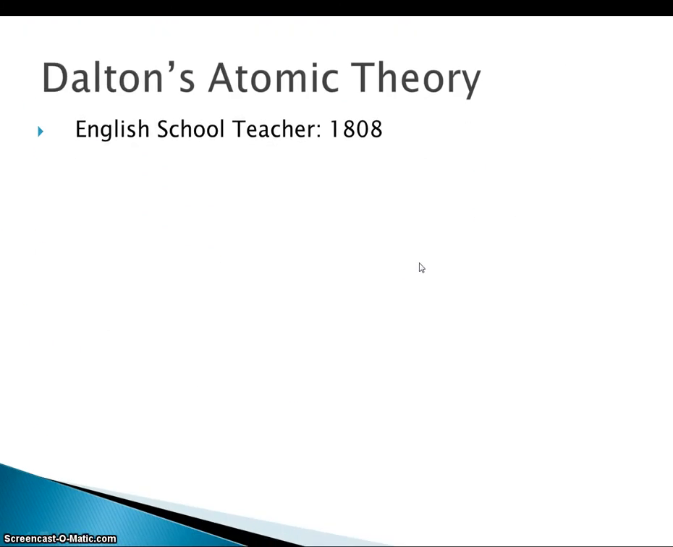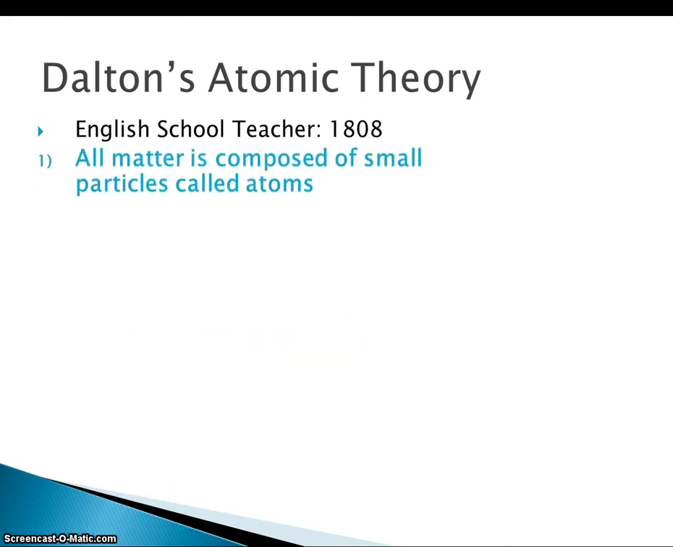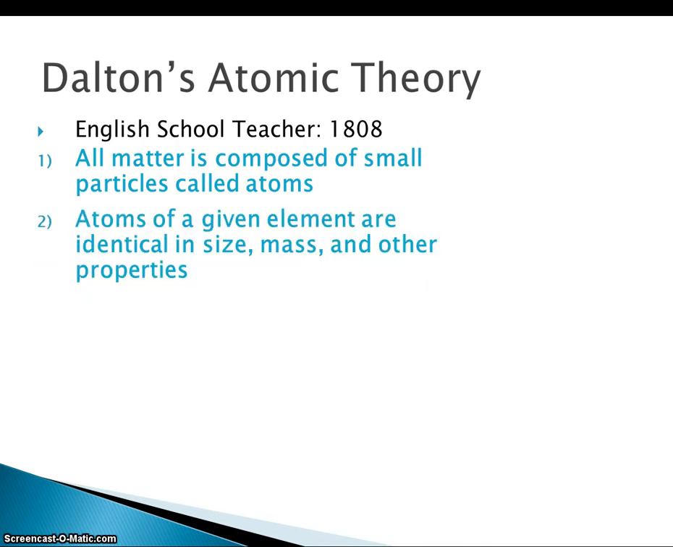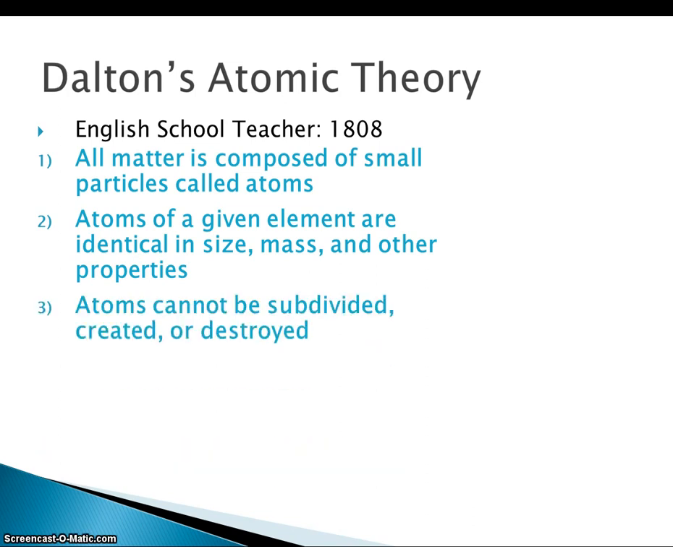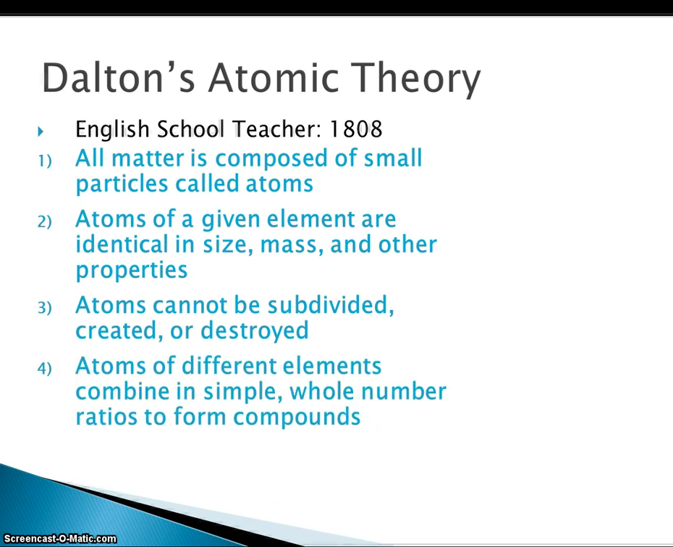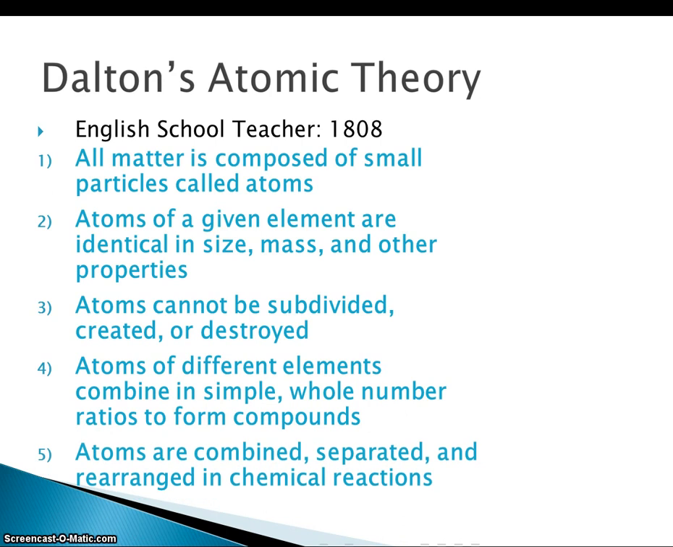Now here's John Dalton, and he was an English school teacher in 1808, and he came up with 5 postulates to his atomic theory. You need to write these down and know them. The first one is that all matter is composed of small particles called atoms. The second is that atoms of a given element are identical in size, mass, and other properties. Third, atoms cannot be subdivided, created, or destroyed. 4, atoms of different elements combine in simple whole number ratios to form compounds. And number 5, atoms are combined, separated, and rearranged in chemical reactions. Okay, so make sure you have all 5 postulates down. If you need to pause, do so.